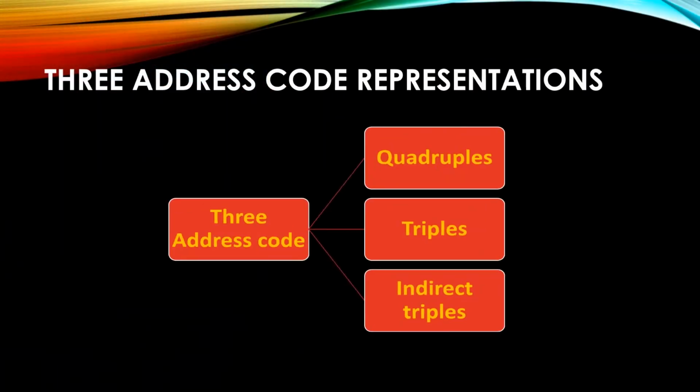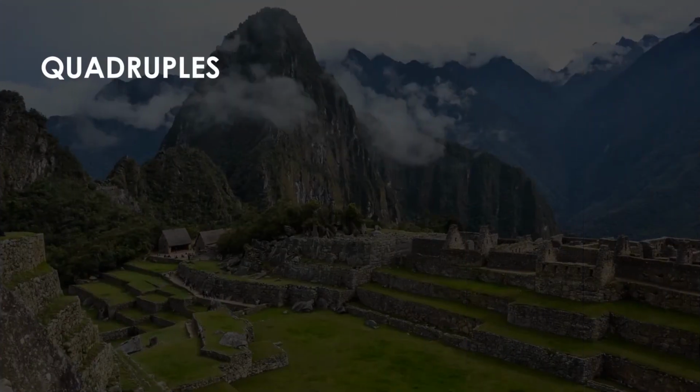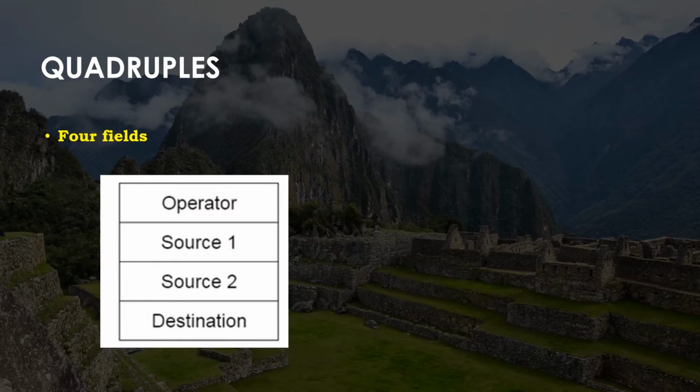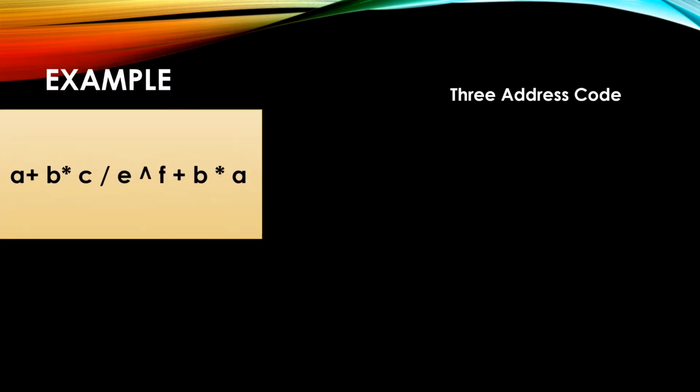3 address code representations. 3 address codes are represented in one of 3 forms: quadruples, triples and indirect triples. Quadruples have 4 fields to implement the 3 address code. The fields of the quadruple contain the name of the operator, the first source operand, the second source operand and the destination, that is the result, respectively. Now let us see an example of how to form a quadruple representation.